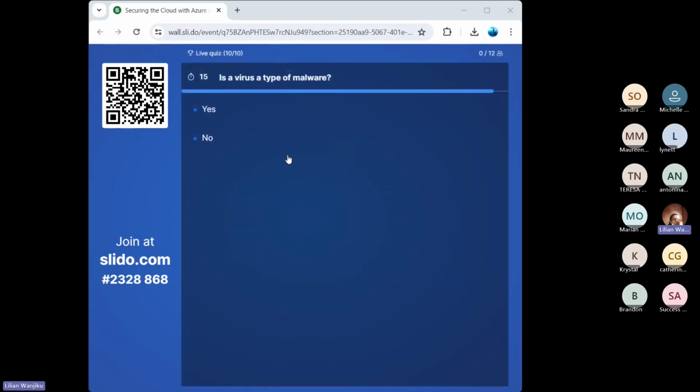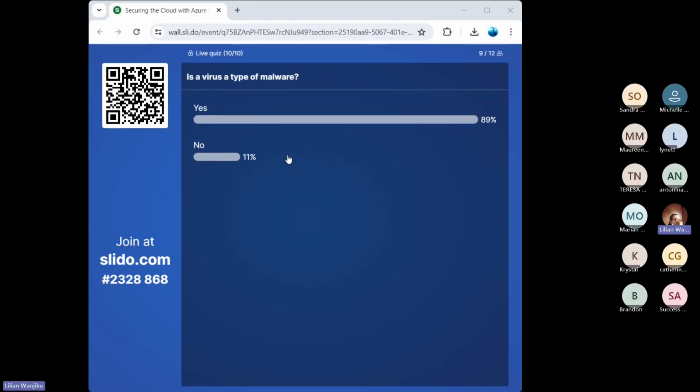Next question. This one we didn't discuss. It's mainly, let's say, a basic question. If you don't know, it's okay, but it will assist you in future discussions, or maybe someone asks you that question and you'll know how to answer it. So, is a virus a type of malware?